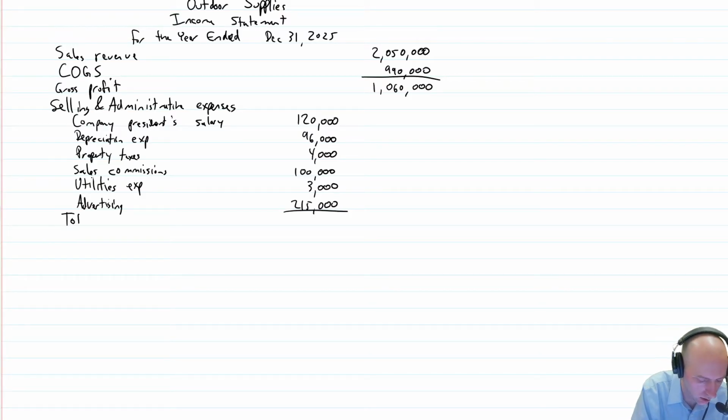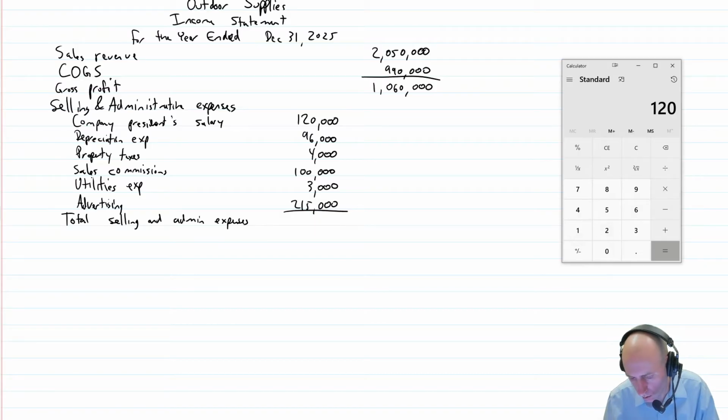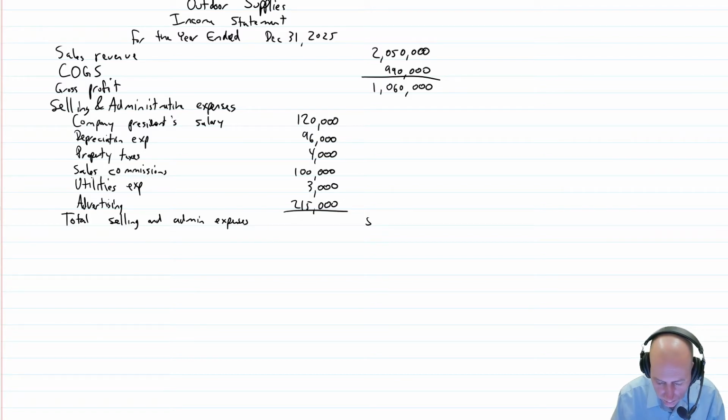So our total selling and admin expenses, just add up the list. 120 plus 96 plus 4 plus 100 plus 3 plus 215, we get $538,000. Okay, so normally it's gross profit minus the rest of our expenses gives you net income.